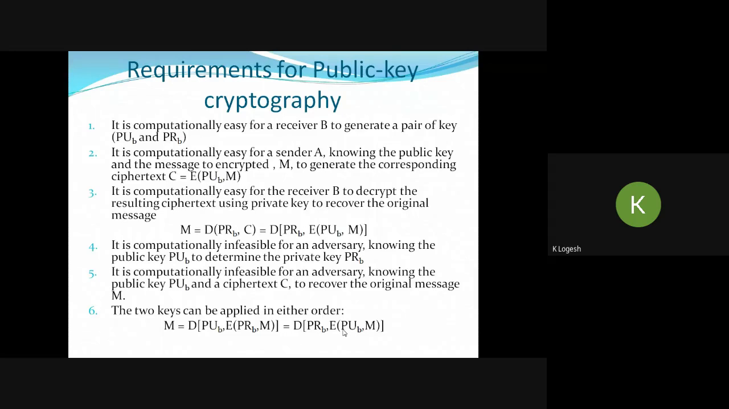The third party catches hold of the public key of B and the ciphertext. Even so, recovering the original message is not possible without the private key of B.